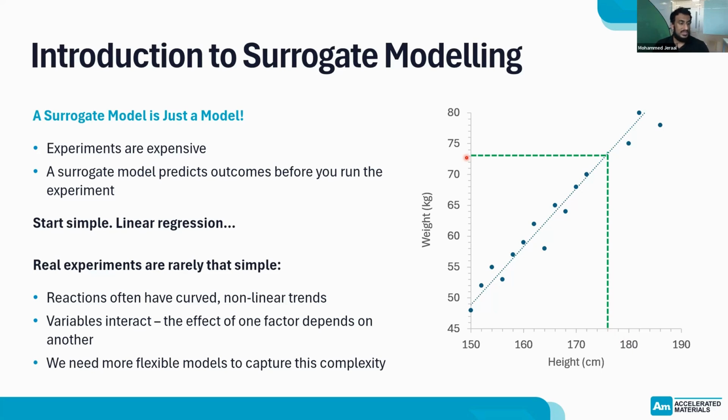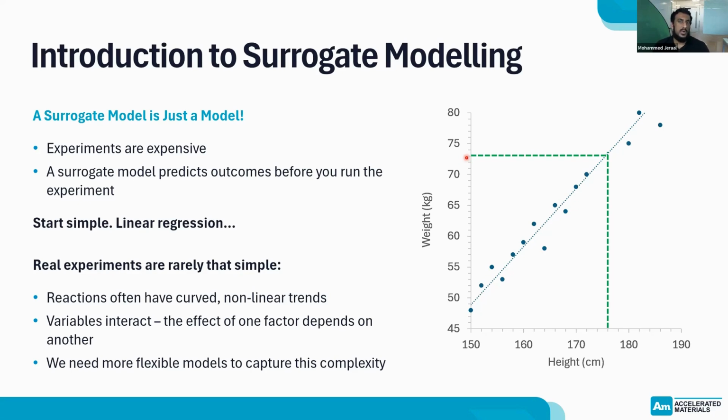And the process is just as simple with chemical processes. Unfortunately, our chemical processes are rarely that simple. Our reaction pathways are often quite complex, nonlinear relationships. We often have multiple variables, not just one, and they often interact with each other quite complexly. Because of this, we need more powerful models in order to capture this complexity and be able to sufficiently model our reactions for the Bayesian optimization process.